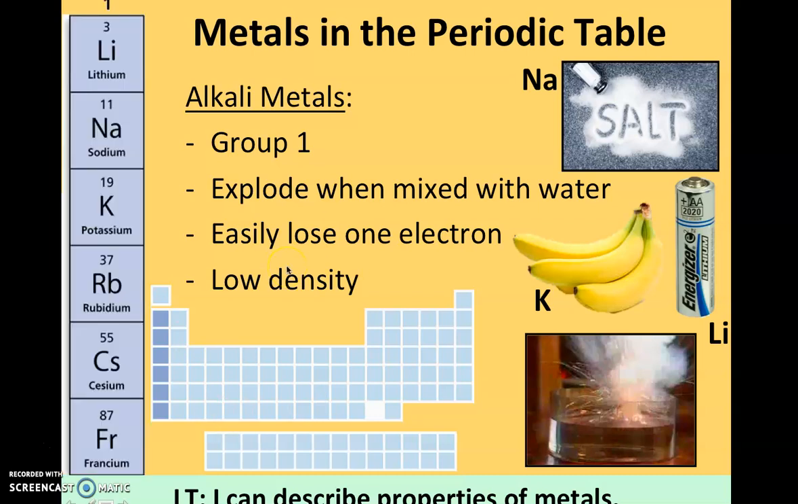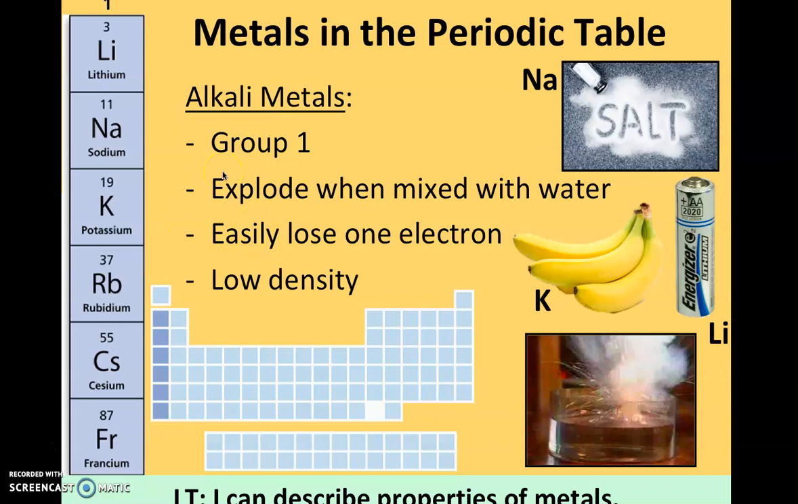So group 1 is going to be the alkali metals. Notice how this is started with lithium. This is the first group on the left-hand side of the periodic table. Right above lithium is hydrogen. So hydrogen is kind of by itself. Hydrogen is not a metal, but it is number 1 as the atomic number, and so that's why it's at the top of this particular group.